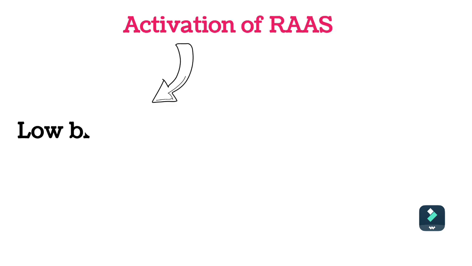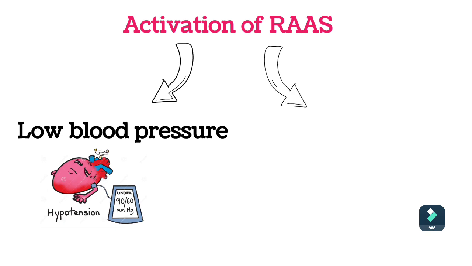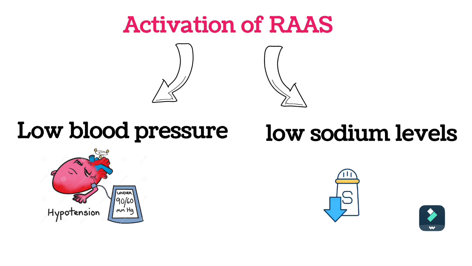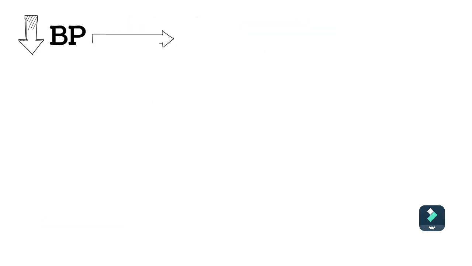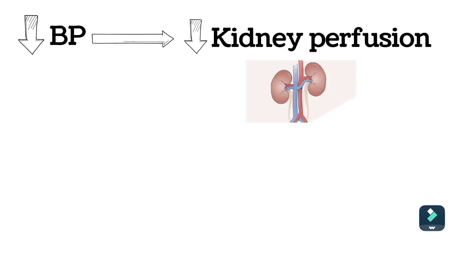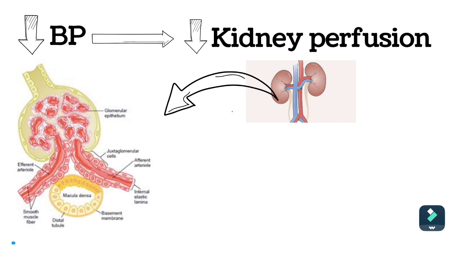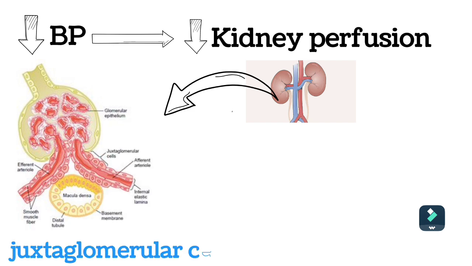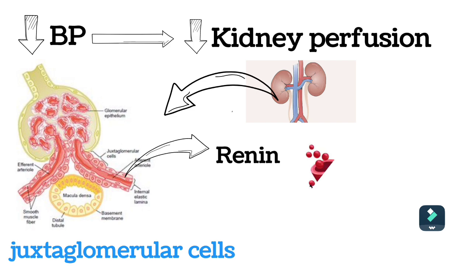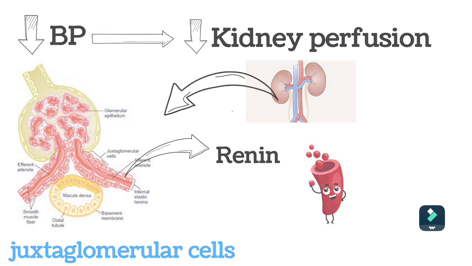Activation of RAAS. The RAAS is activated when there is decreased blood pressure, hypotension, or a decrease in sodium levels in the blood. When blood pressure drops, it leads to reduced kidney perfusion, the flow of blood to the kidneys. As the kidneys receive less blood, they sense this decrease in pressure. Juxtaglomerular cells, specialized cells in the kidneys, respond by releasing renin, an enzyme, into the blood.